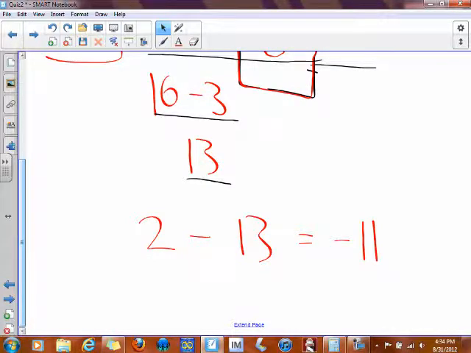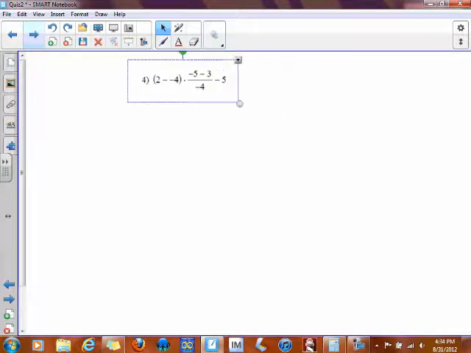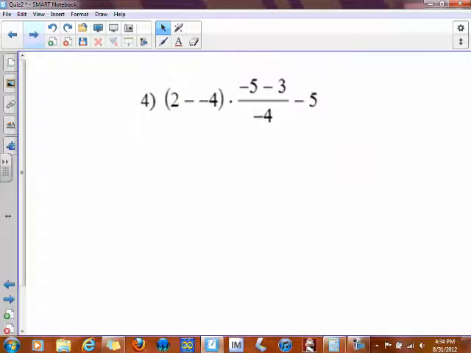Okay, take a deep breath. Number 4. All right, we haven't even gone into fraction time. We're not even in fraction time right now. We're still working with regular old numbers.